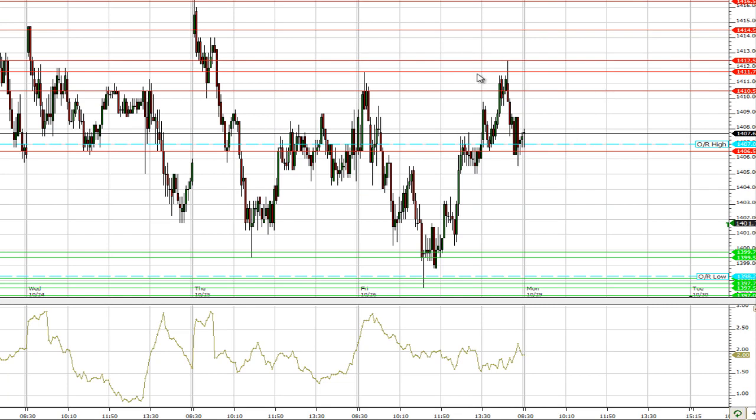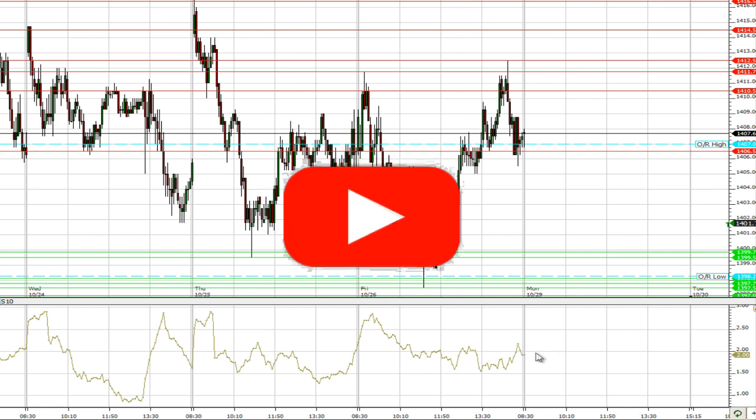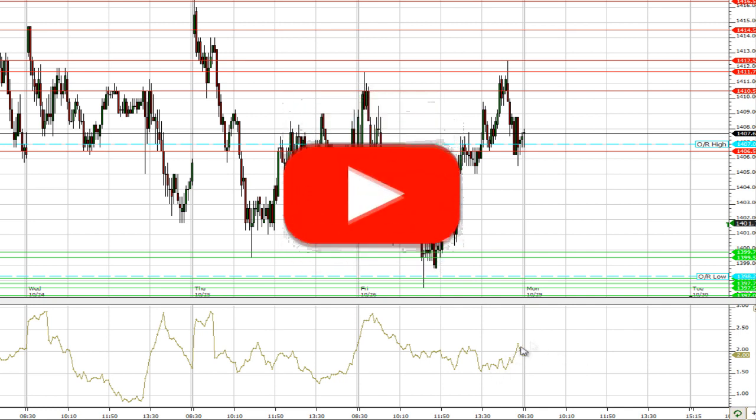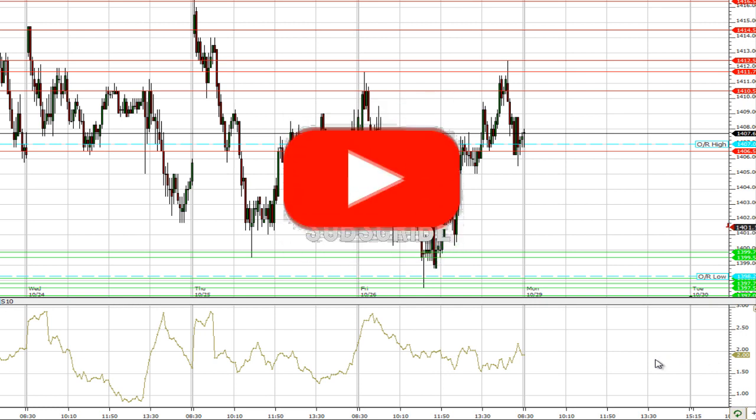Okay, so I've switched it to a 5-minute chart, right, which is what we were looking at before, and now I see it's only 2 points. This is telling me that the average range of a 5-minute bar for the last 10 5-minute bars is 2 points. Okay, and this is helpful too.